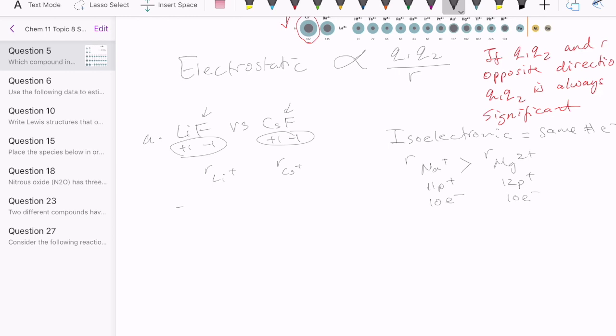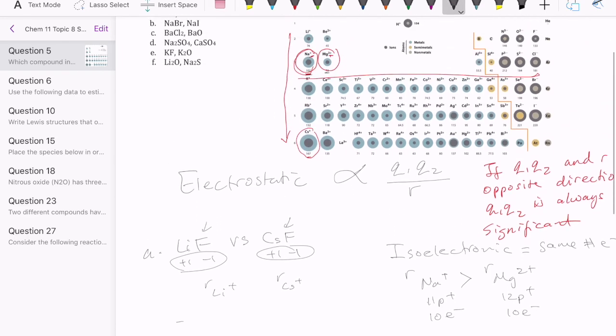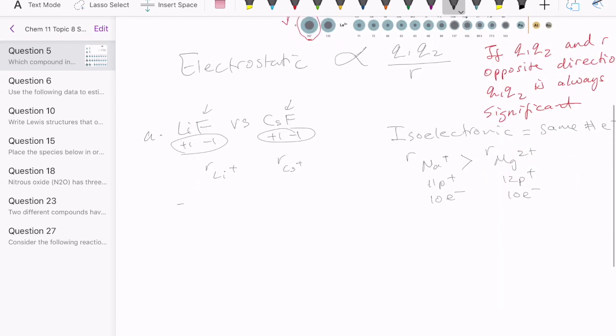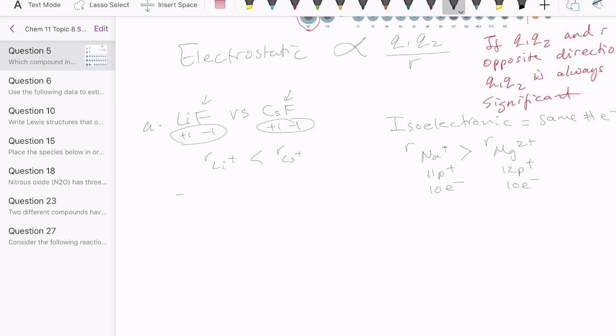But again, no need to actually know the values. You just need to use the trends in order to make your prediction. So going back to our problem, we're trying to compare lithium ion to cesium ion. Well, cesium is way down in the periodic table. Lithium is way on the top here. So as a result, lithium is going to be smaller compared to cesium.